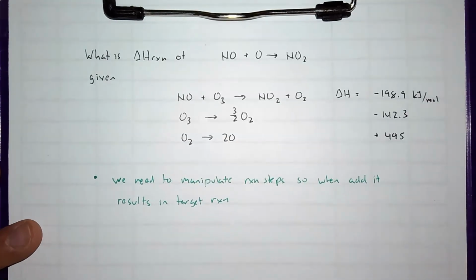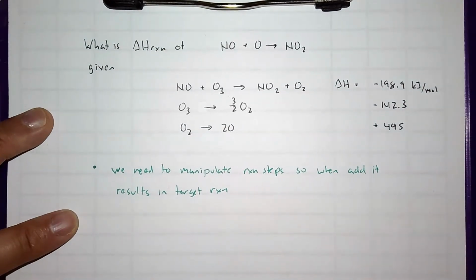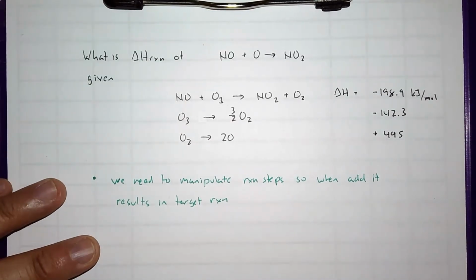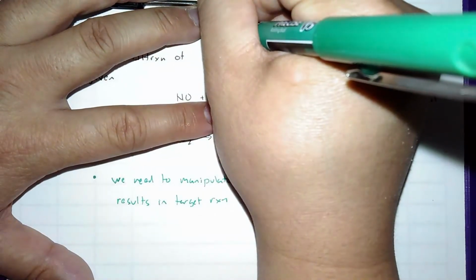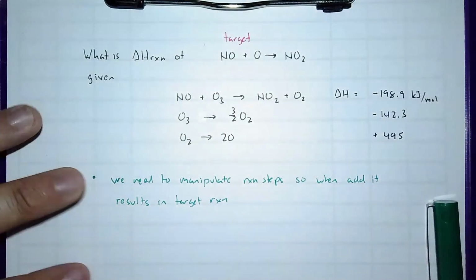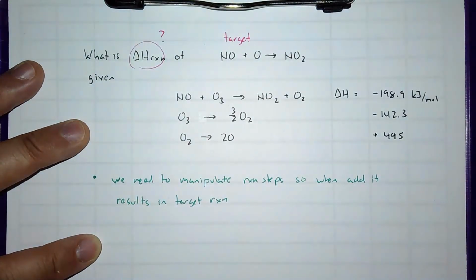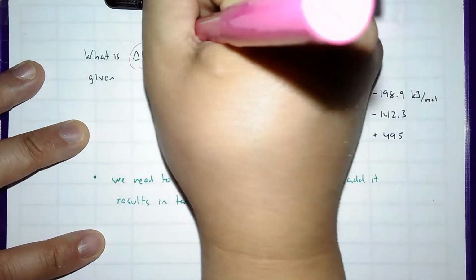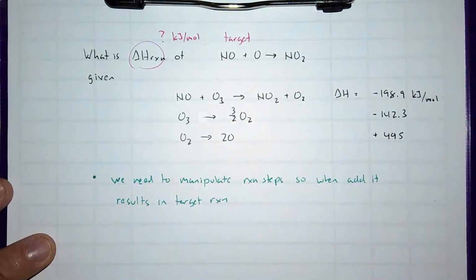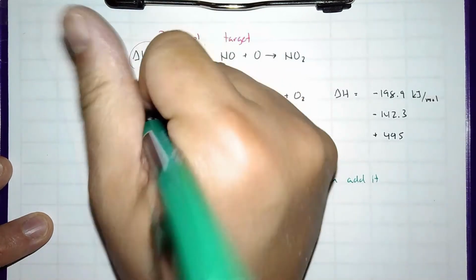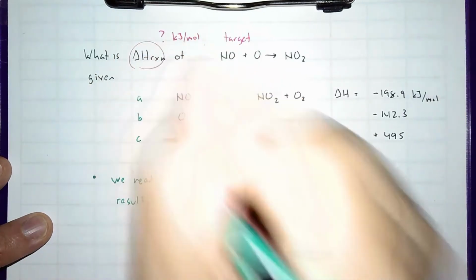Okay, let me organize this so it's very easy to tell which reaction I'm trying to manipulate. This is the target. Obviously, this is the value that we need, and it's going to be in kilojoules per mole. And we're going to call this reaction A, individual step reaction A, B, and C.